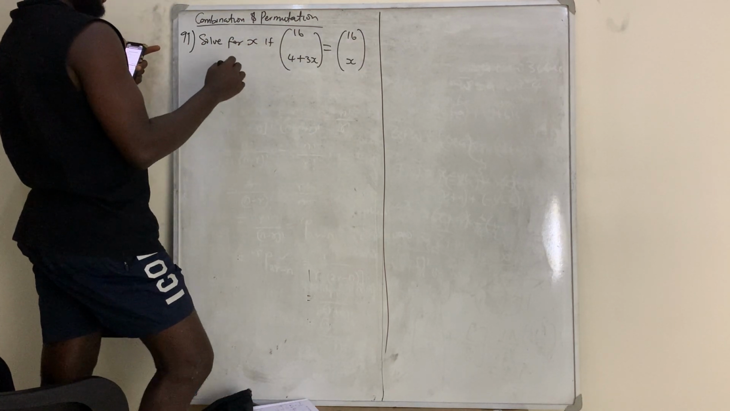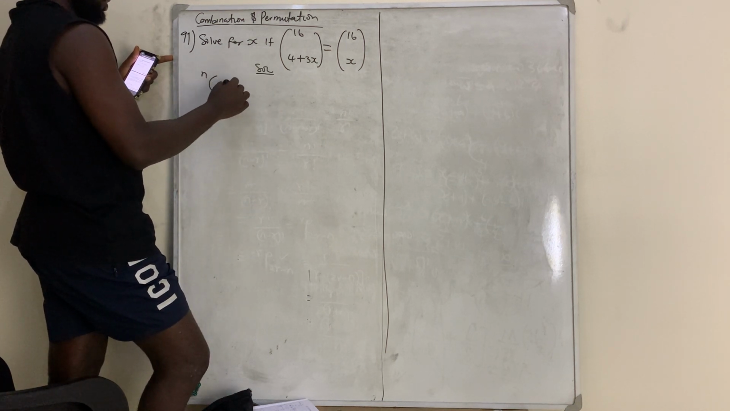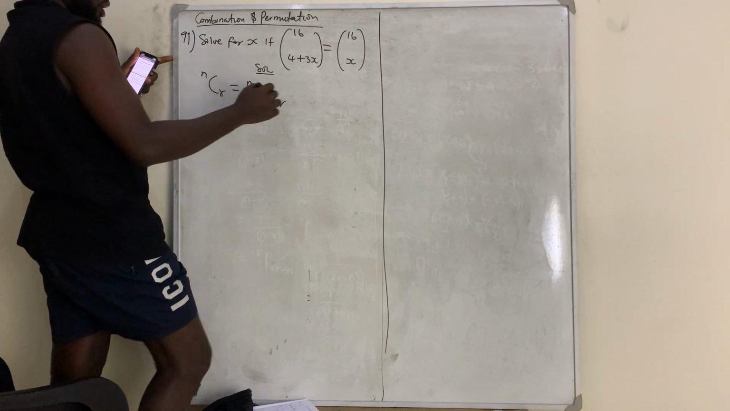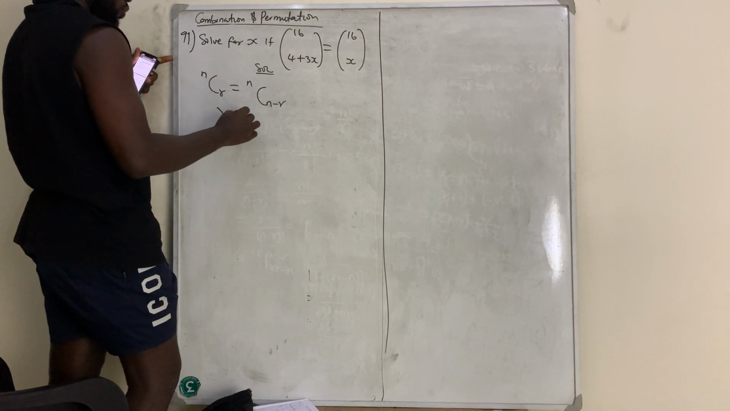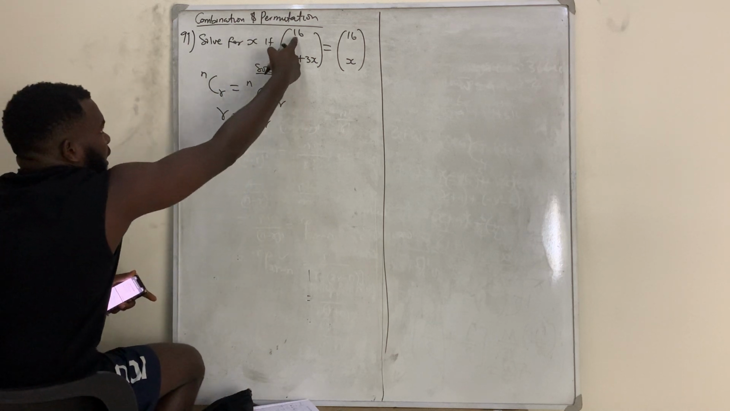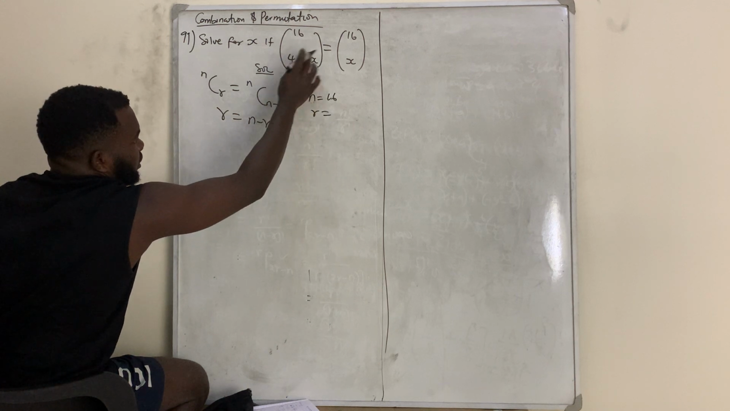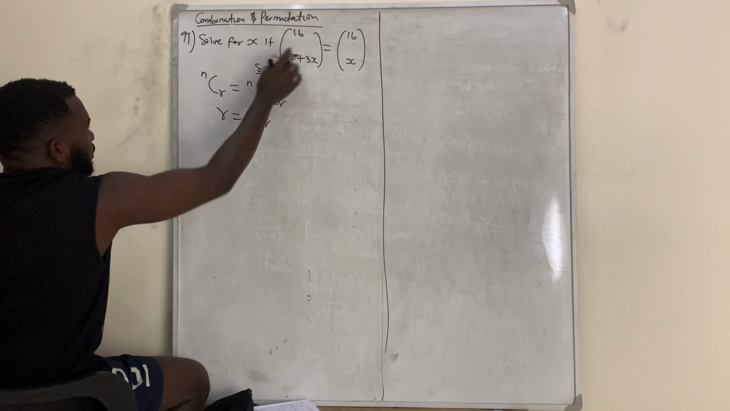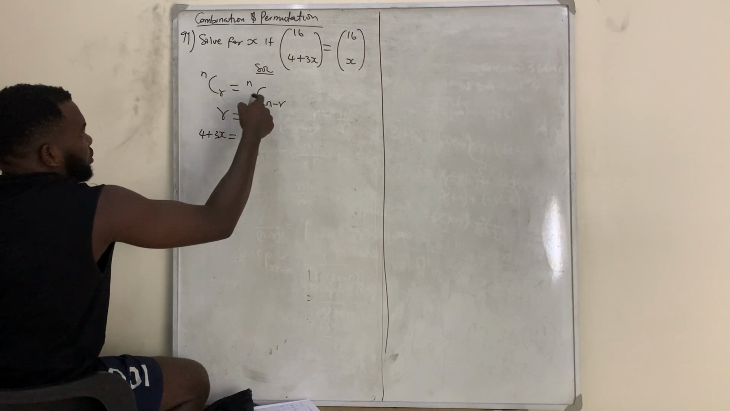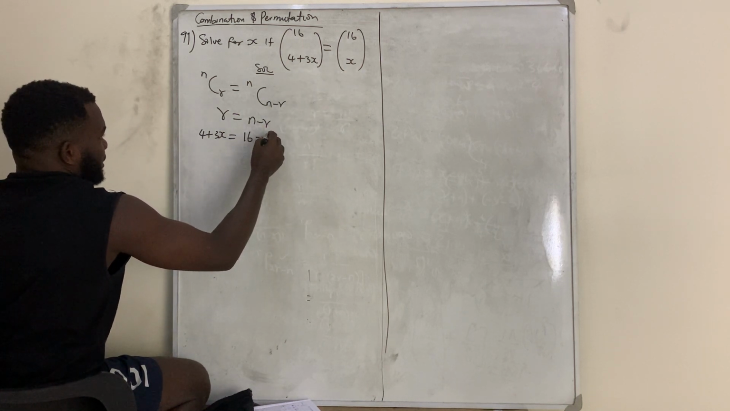Now if you have this, so solution, you should know that n combination r is equal to n combination n minus r. So if you compare, you're going to see that r is equal to n minus r. Provided that n here is n here, my n is equal to 16, while my r is equal to this, then the other r is the other one. So let us now put it. R for the left hand side means 4 plus 3x is equal to, my n is 16, does not change, minus my r for the right hand side, which is x.